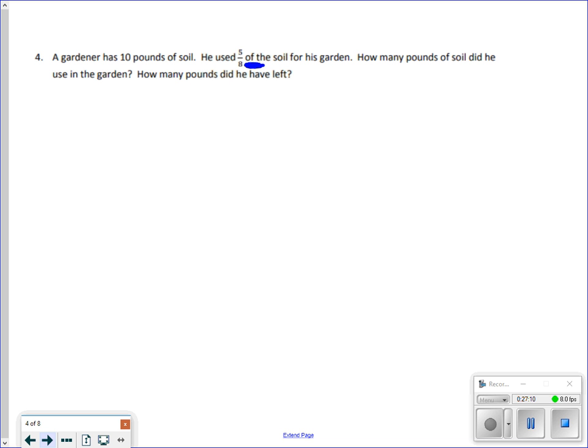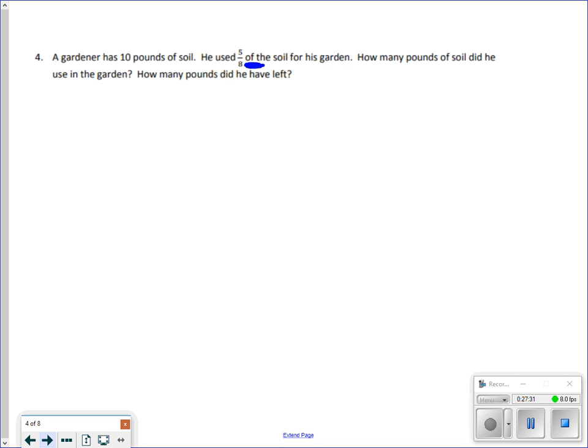So a gardener has 10 pounds of soil. He used 5/8 of the soil.